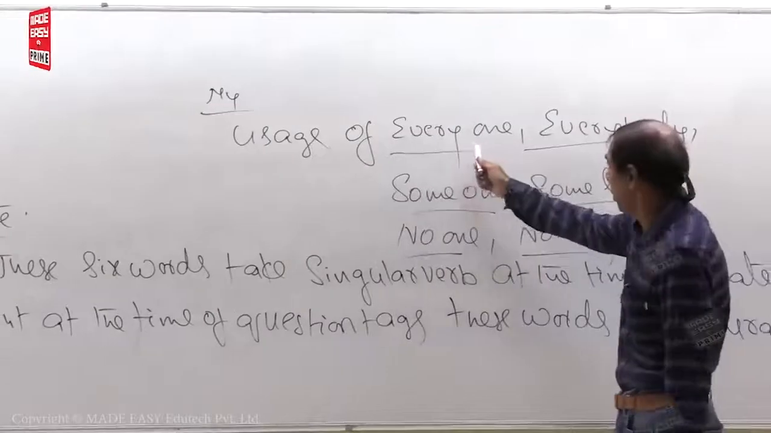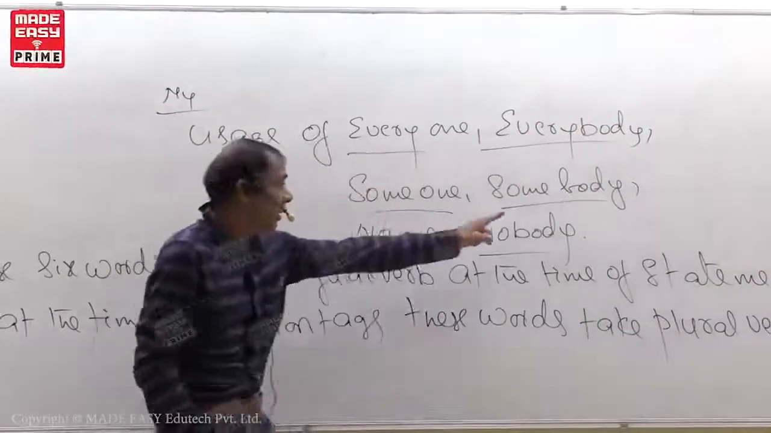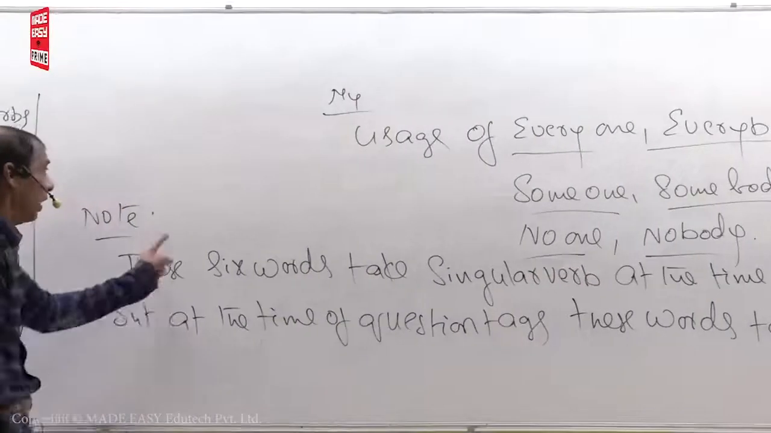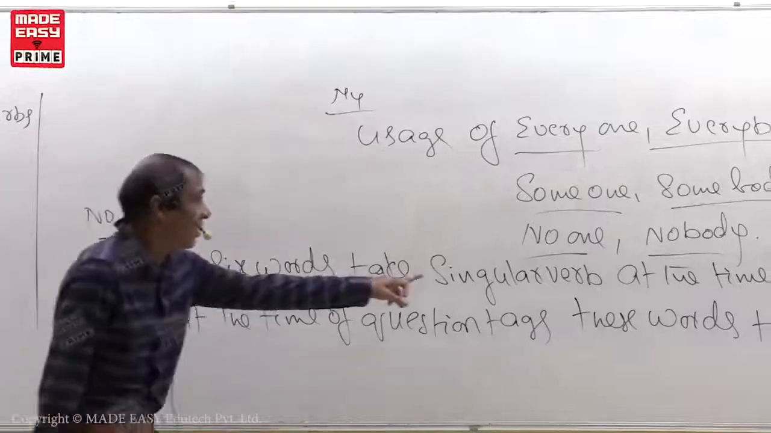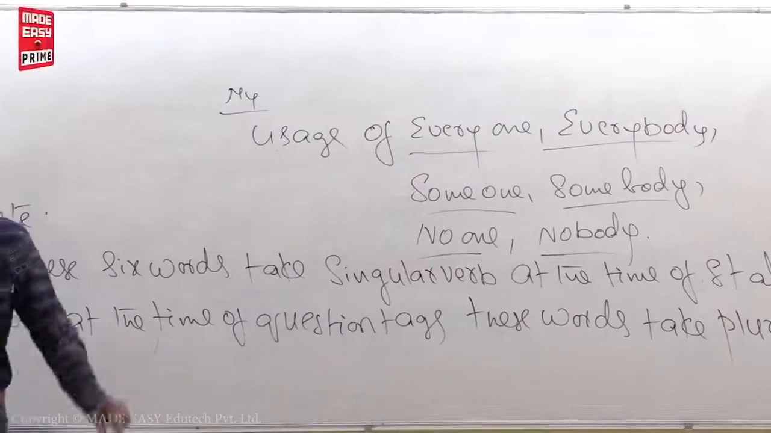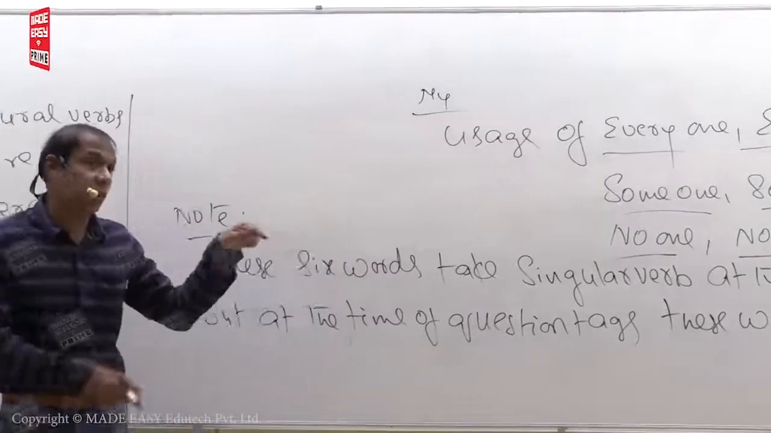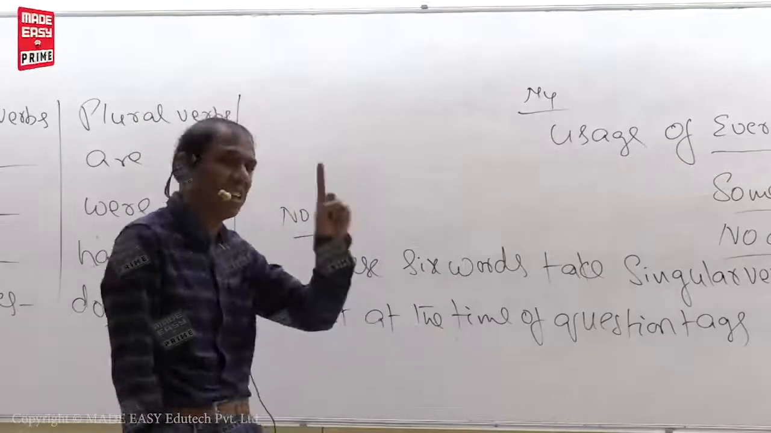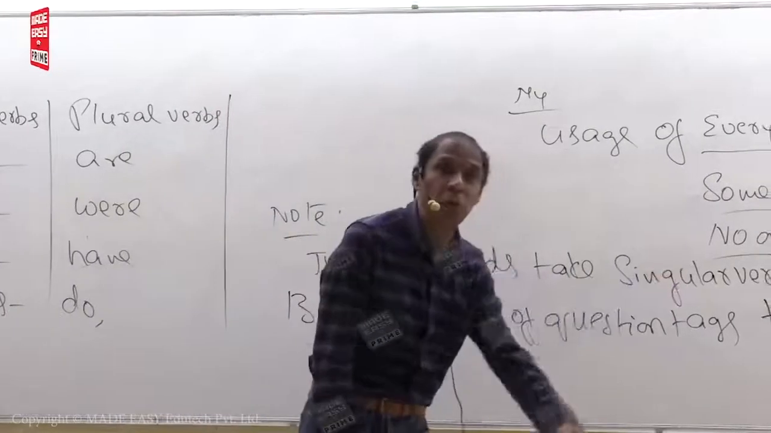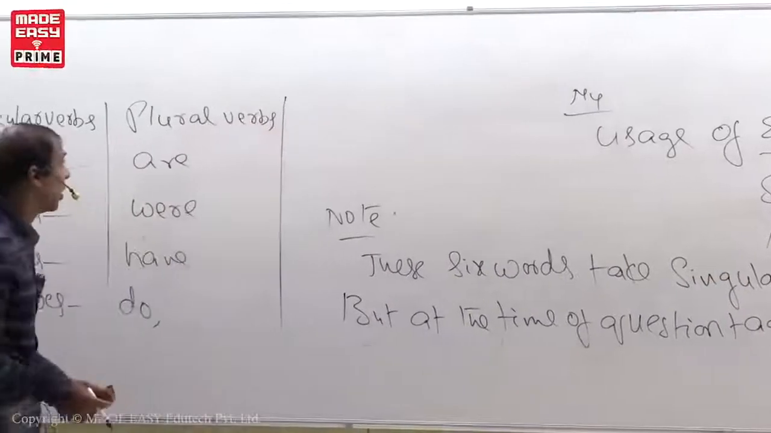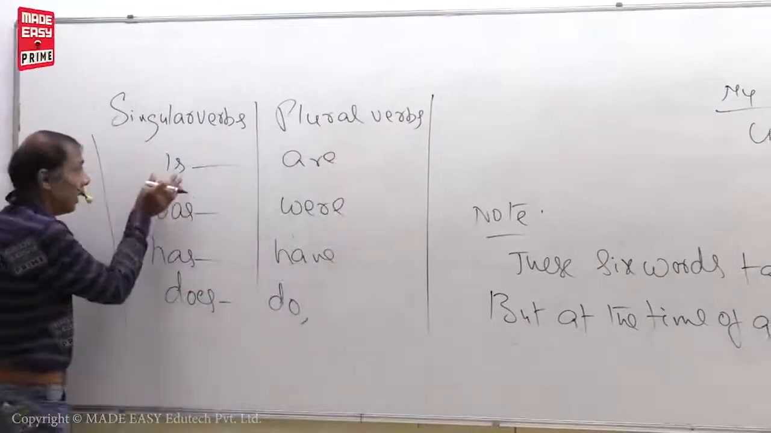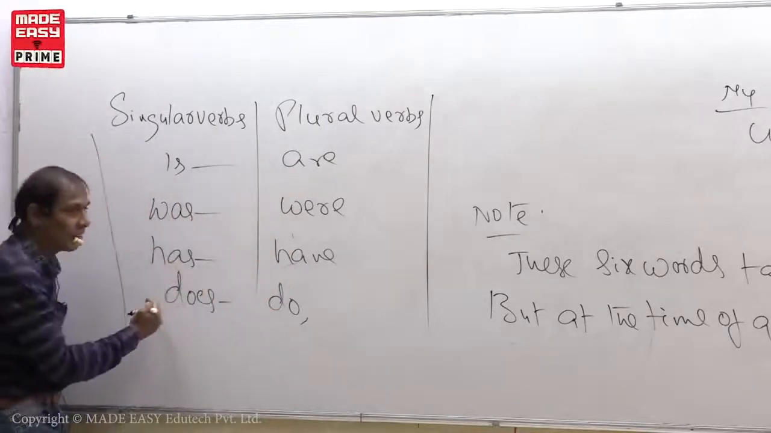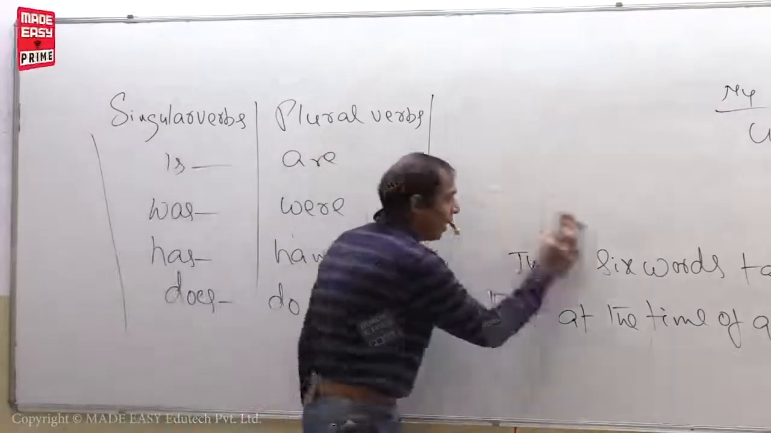Right? See, these 6 words, look at the board. Usage of everyone, everybody, someone, somebody, no one, nobody. All these 6 words take singular verb at the time of statements. But at the time of question tags, these words never take singular verb. These words take plural verb. I have given the list of singular and plural verbs: is, are, was, were, has, have, does, do. Now see, let's take one sentence.